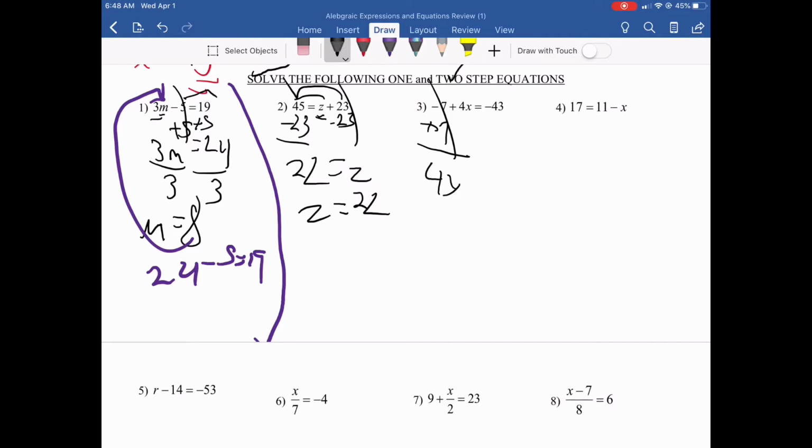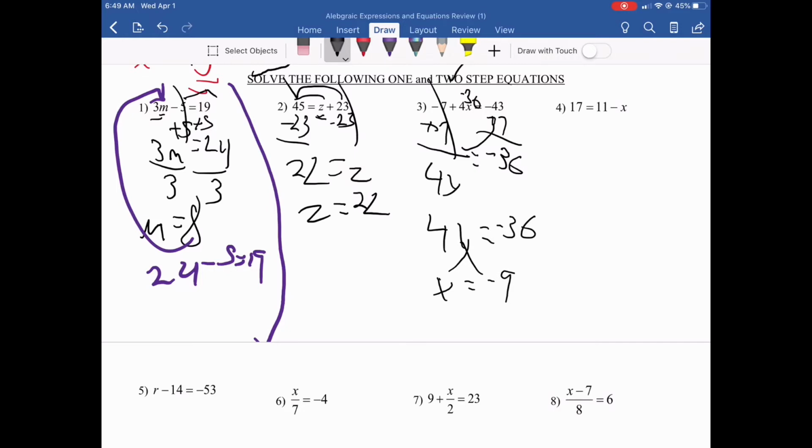We have 4x. Opposite on one side, you do the other side. +7 equals 36. But don't forget your sign. Negative. So we're going to say 4x equals -36. Divide both sides by 4. x equals -9. Let's put -9 in the equation. This will be -36 because -9 times 4 is -36. -7 plus -36 equals -43.